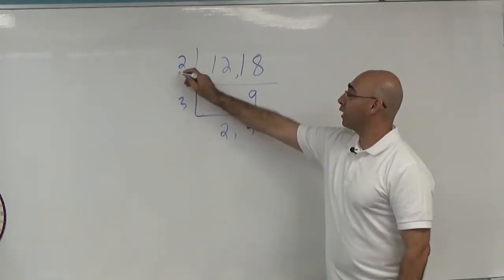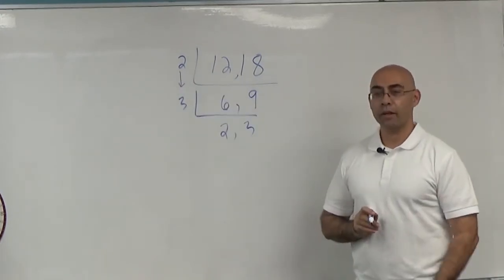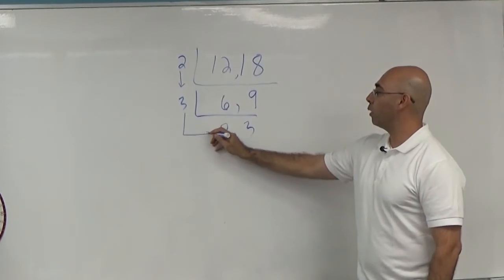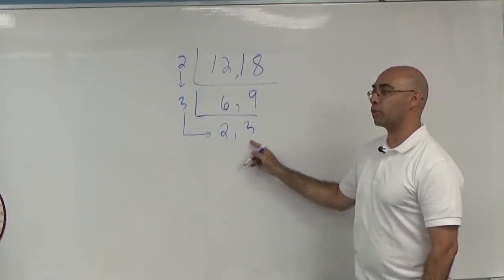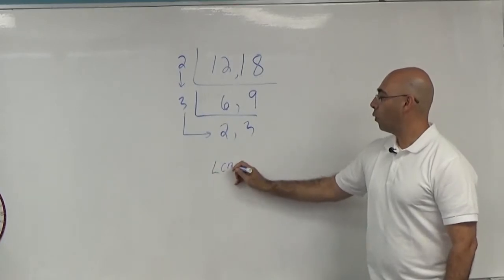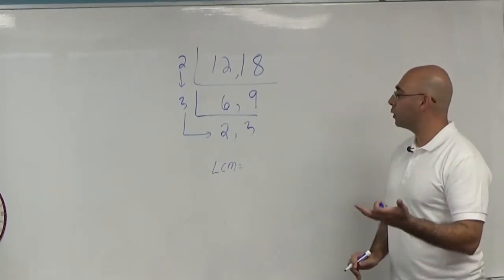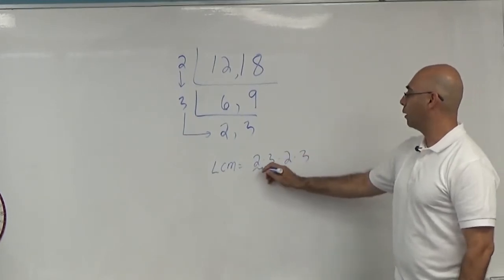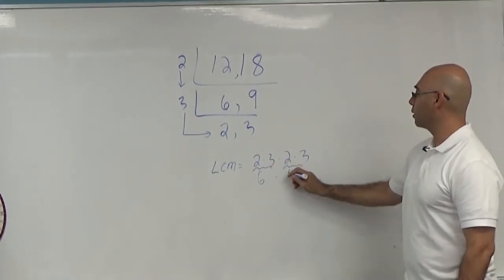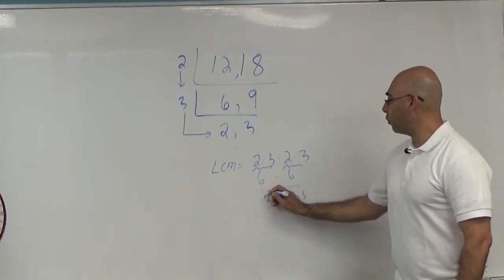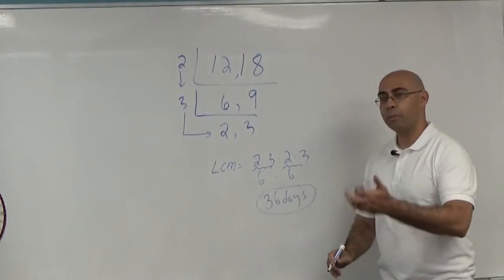So, yesterday you learned to find the greatest common factor. Well, to find the least common multiple, you multiply those 2 numbers and these 2 numbers. So the least common multiple, or whenever they will run into each other again, will be 2 times 3 times 2 times 3. That's 6 times 6. So in 36 days, they'll be able to see each other again.